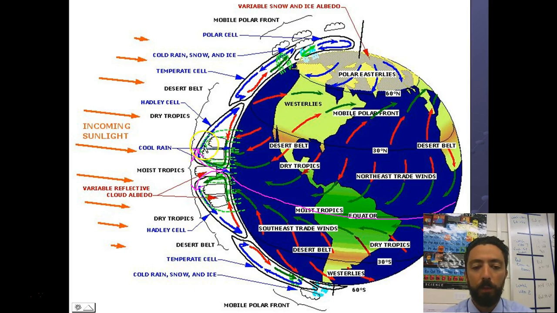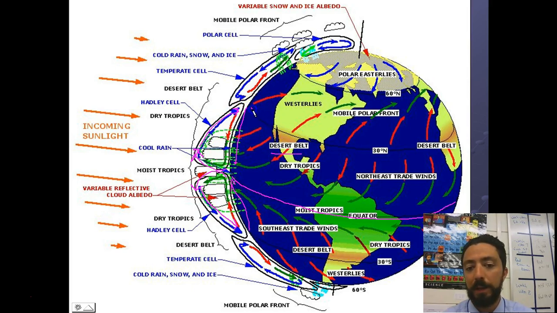Once it rises up, it's kind of this conveyor belt action, right? In order to replace the air that's rising at the equator, it's got to come from somewhere else. It's going to get pulled from northern latitudes, or in the southern hemisphere, from more southern latitudes. And so the rising air is then going to take its place, and we get cool air falling on what's called here the desert belt.